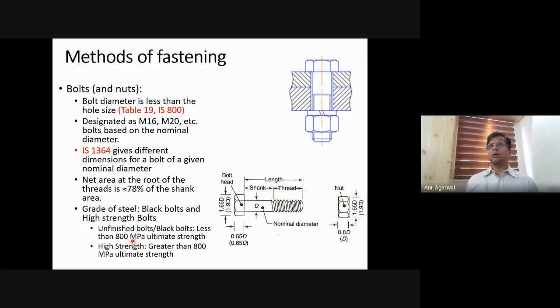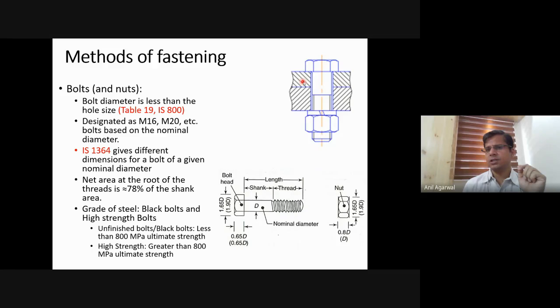Moving forward, coming to bolts, because bolts are now the mainstream. Rivets are not used anymore. Bolts are more mainstream. So bolts are made of three components here, primarily. One is the nut, that is secondary. And the first component is the bolt. And you may imagine, there is a washer.